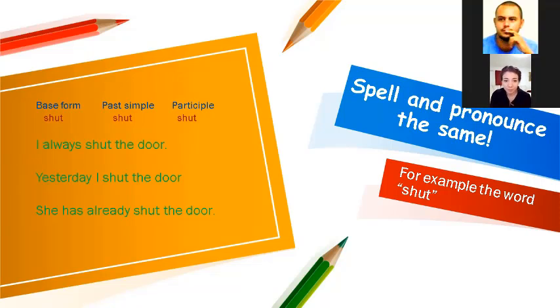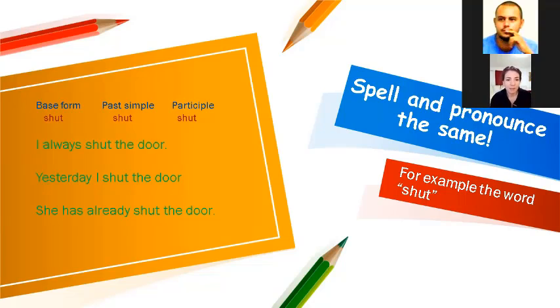The first sentence, using the base form of the verb, says, I always shut the door. I hope you always shut the door too. Okay? Repeat with me. I always shut the door. For example, I always shut the door when I leave home.